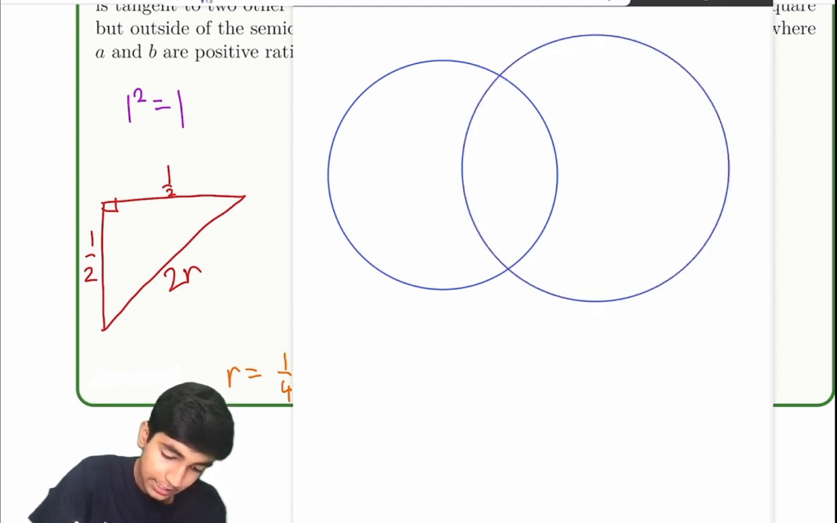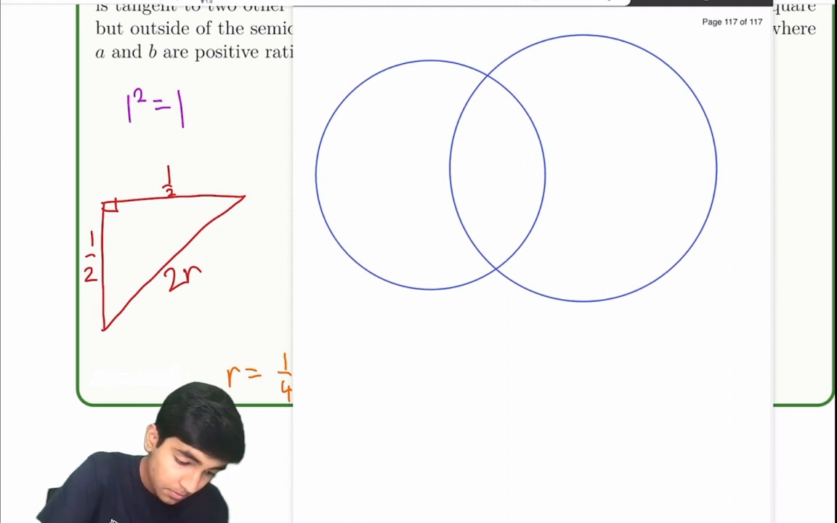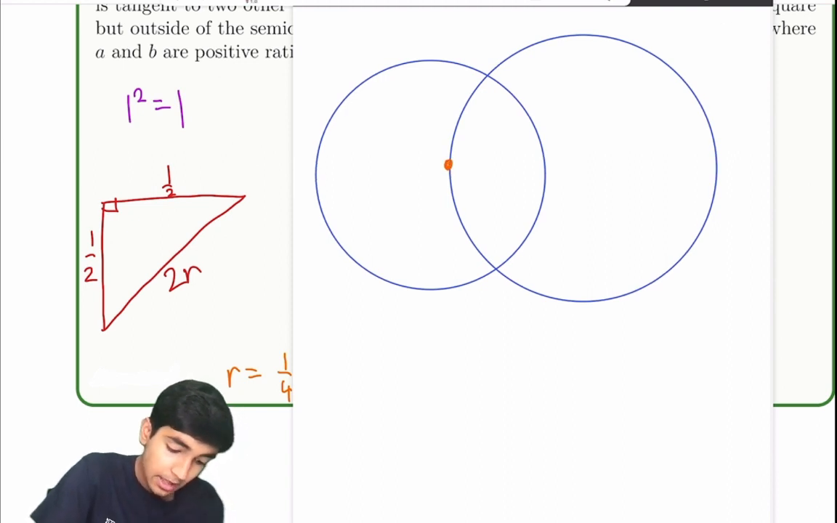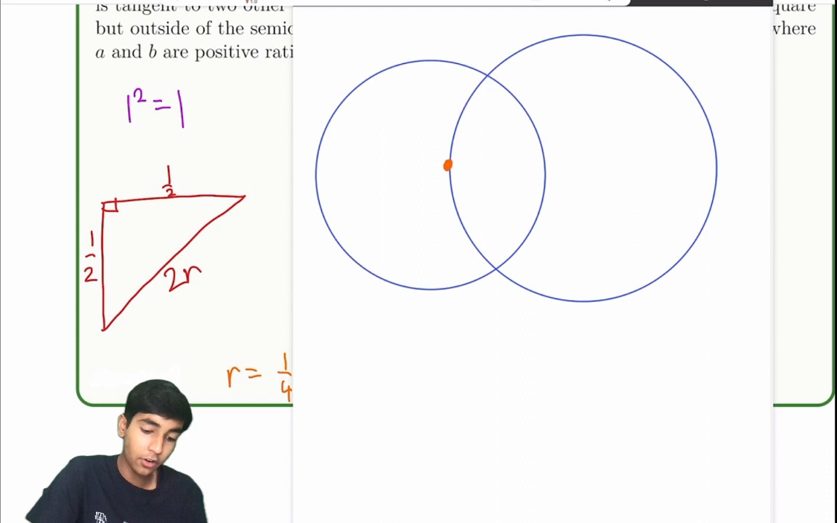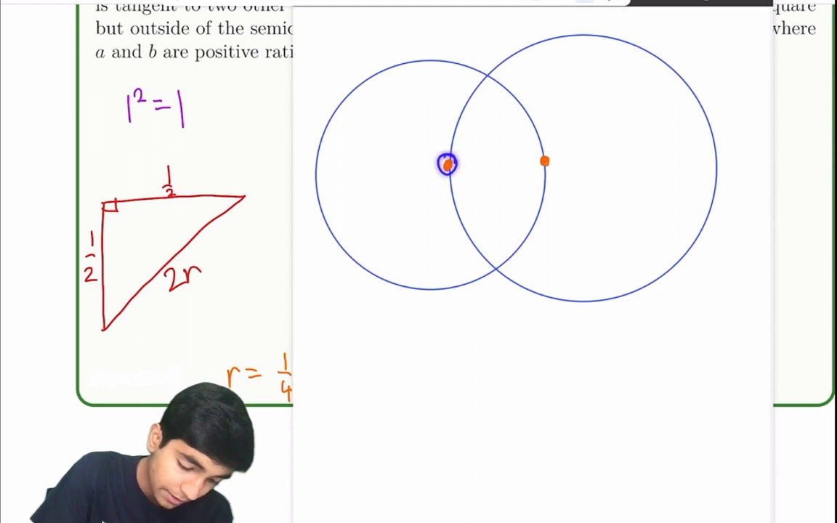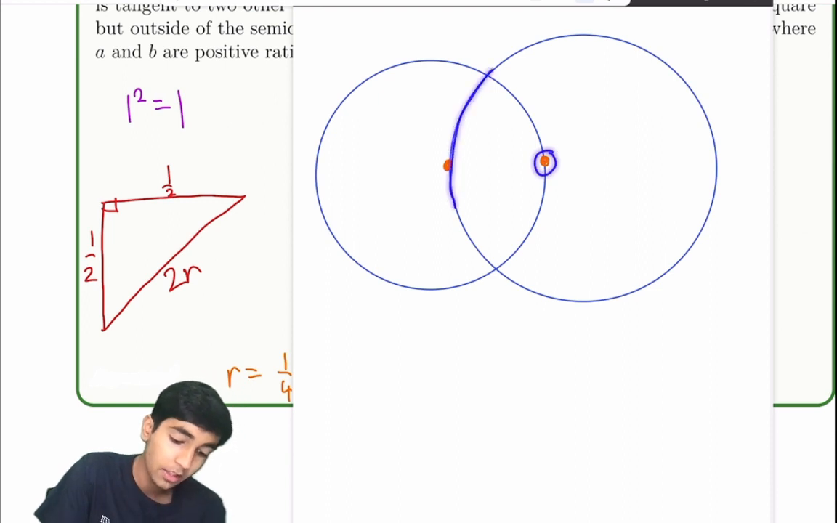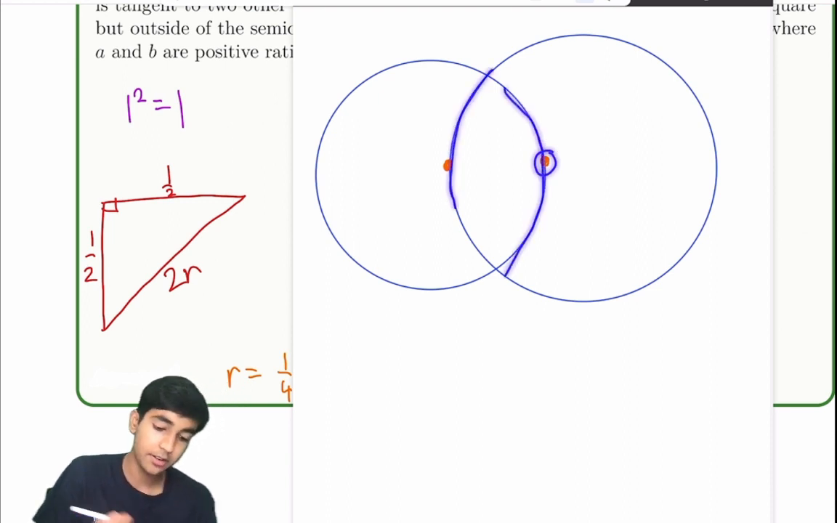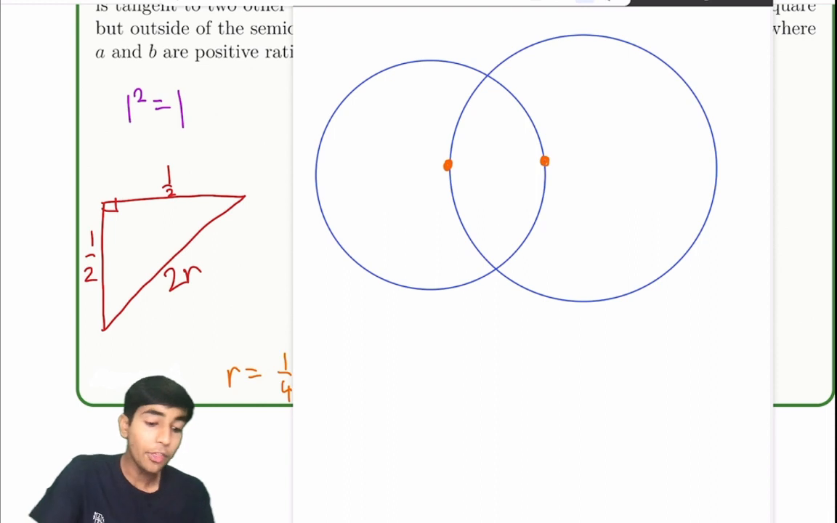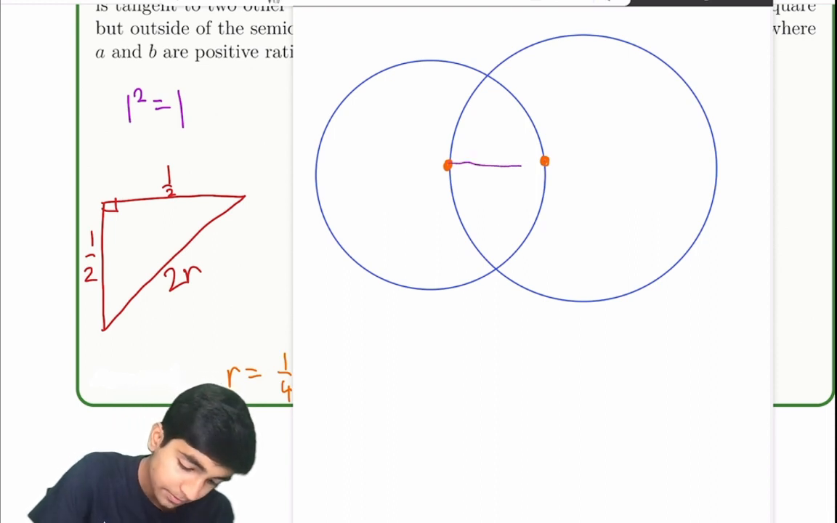Both of them have radius 1. The center of the first circle lies on the other circle, and it's the same thing otherwise. So this is the center of the first circle, and it lies on the second circle. Similarly, the center of the second circle lies on the first circle over here. They both have radius 1.